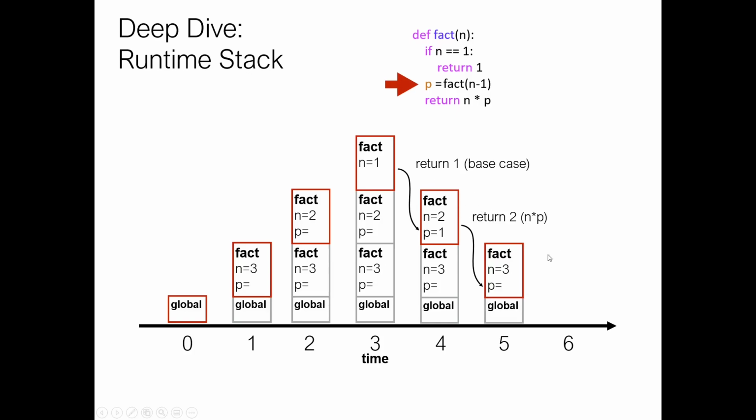And finally, we'll compute factorial 3. P was equal to 2 when I stored the return value here in this function invocation, a different p, and we'll return 6 to the global frame where we can do whatever we want with it.